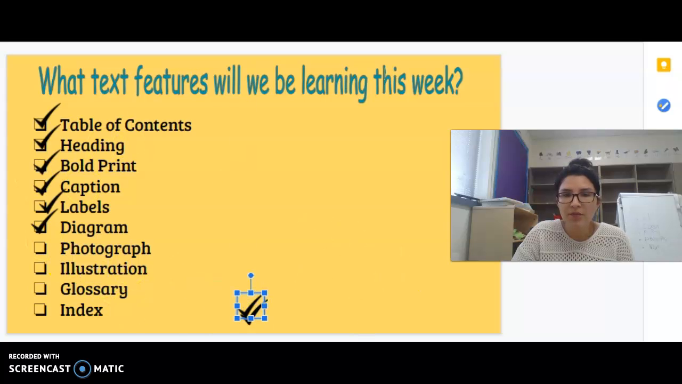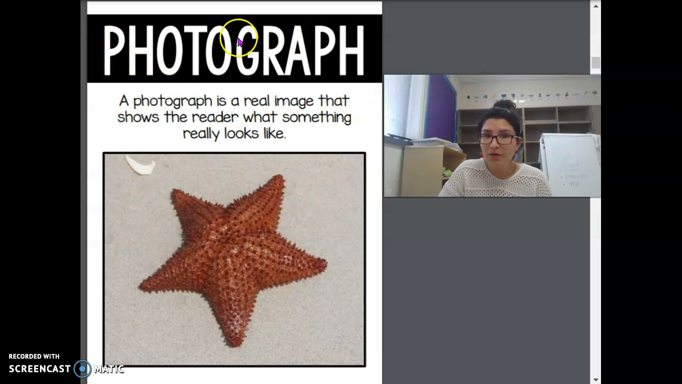So we'll put the check marks afterwards. Let's go ahead and look at the word, definition, and example for each one of these text features. All right, this is a photograph. The word photograph, the definition explaining what this word means, and the example. Okay, so say the word photograph.